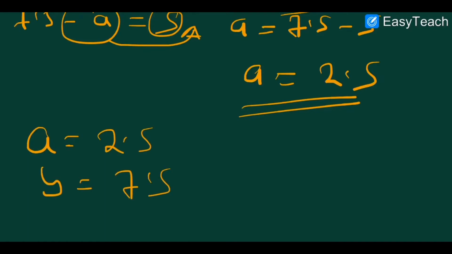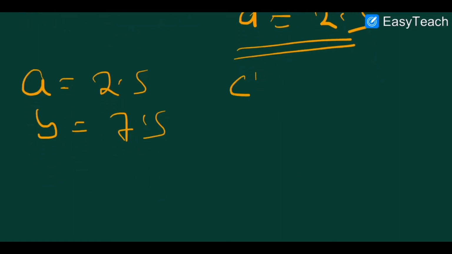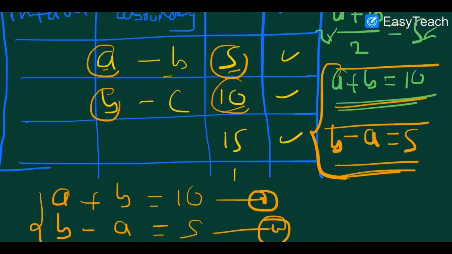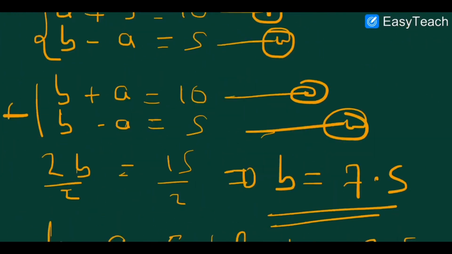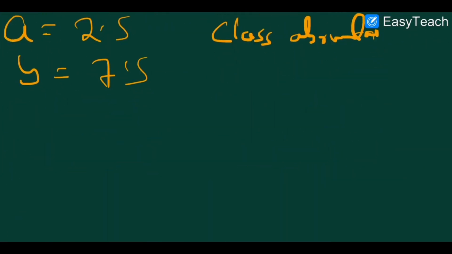Okay, so now refer to your class bundles. What is a class bundle? You have to refer. Our class bundles start from A up to B, and then B up to C, and then it continues. So my first class bundle starts from A up to B. It means it starts from this A up to this B. That means my first one starts from 2.5 up to 7.5. That is the first class bundle.